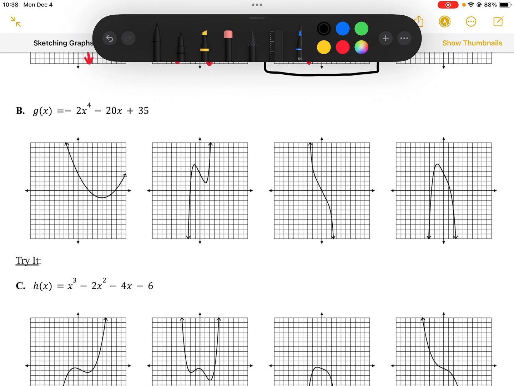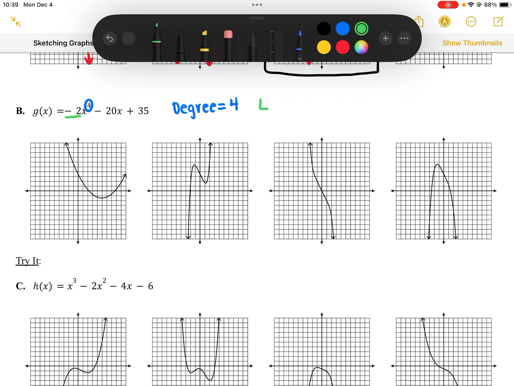So now we're going to go ahead and look at B. For B, I have negative 2x to the fourth minus 20x plus 35. Here, my polynomial is already in standard form, so I can go ahead and identify my degree and my leading coefficient. Again, my degree is my highest power, so my highest power is 4. My leading coefficient is the number in front of my first term, so the term with the highest power, so my leading coefficient is equal to negative 2.